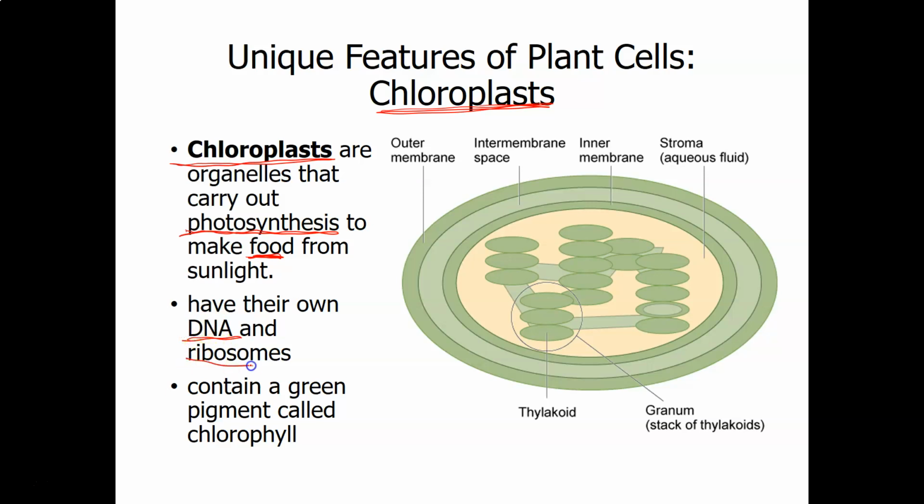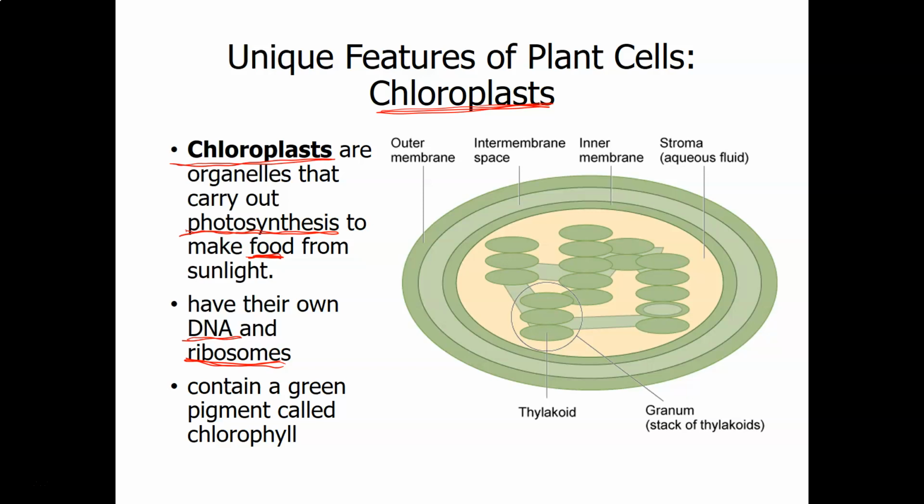So again, there's a theory that chloroplasts were photosynthetic bacteria at one time that were engulfed by a larger cell, and they lived symbiotically for many years until finally that photosynthetic bacteria just became the chloroplast, a constant part of the eukaryotic cell.